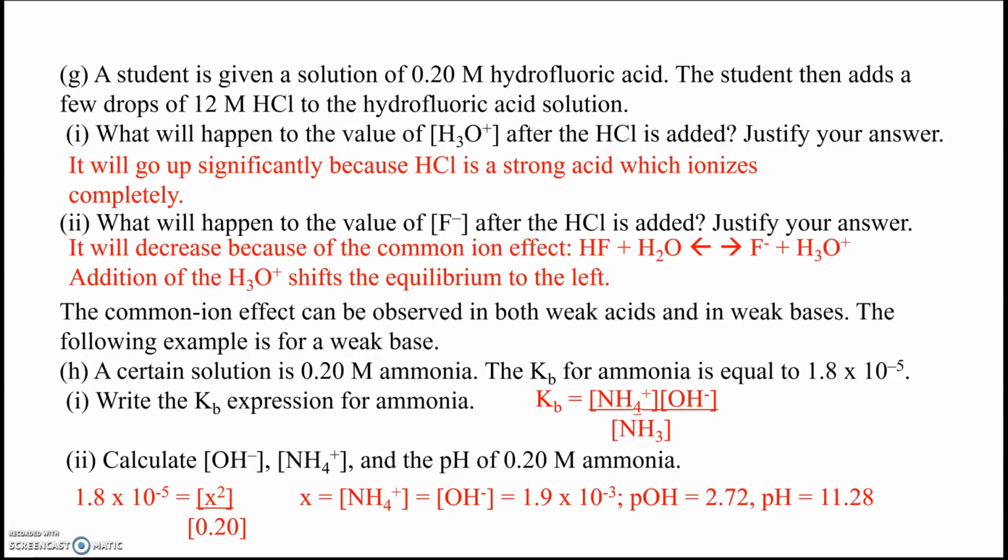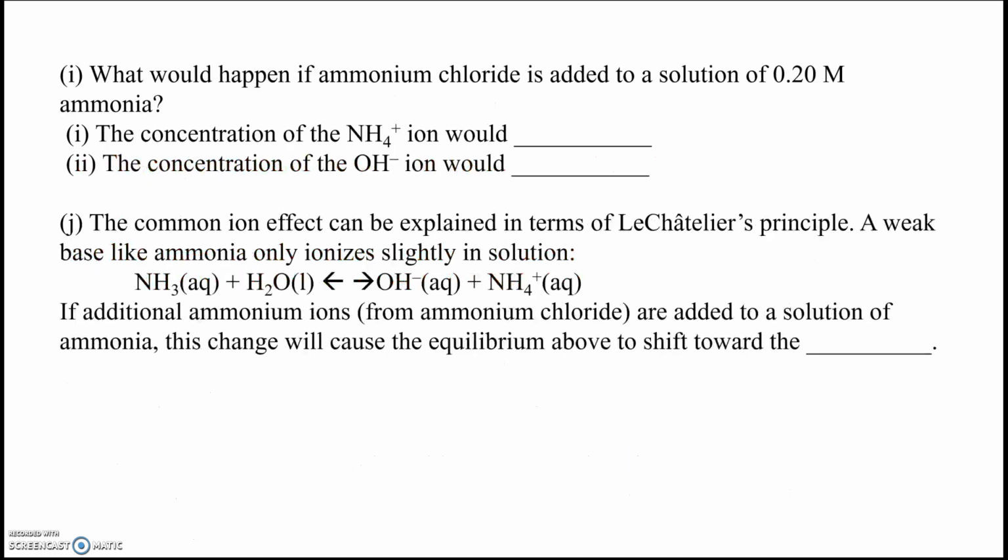Well, we can set up our equilibrium expression, and we've been down this road a lot. We know we can ignore certain things with regard to the Kb, and we end up getting x equal to 1.9 times 10 to the minus 3, same numerical value because it's the same numerical value of the K. So the pOH is 2.72, which gives us a pH of 11.28.